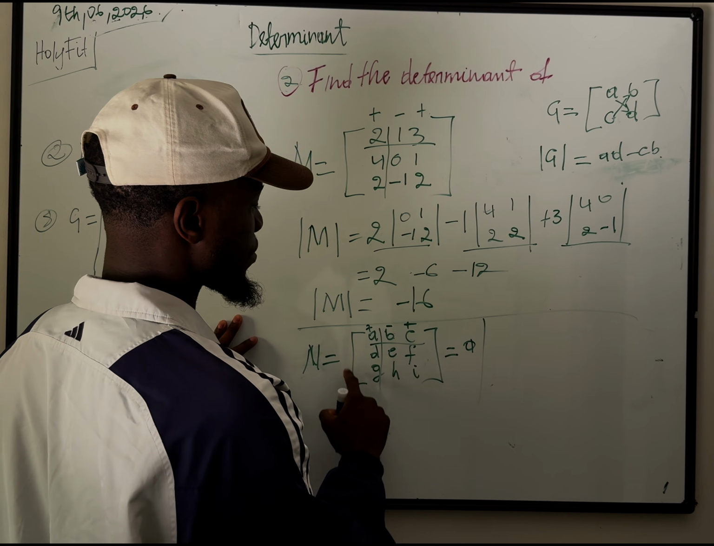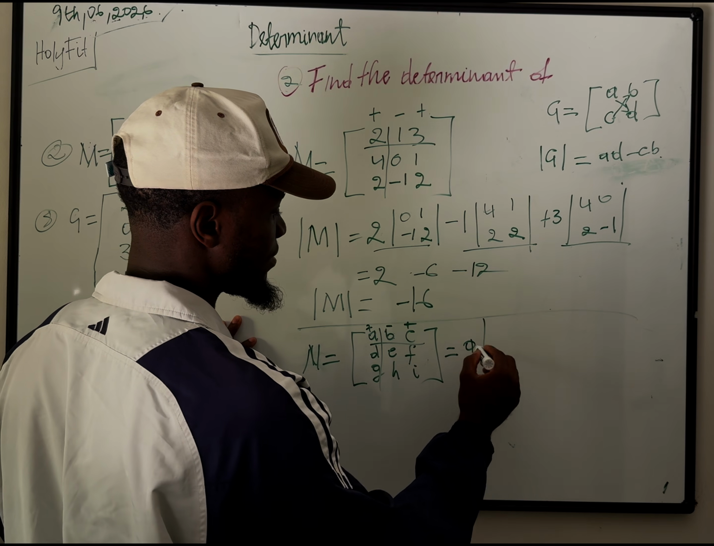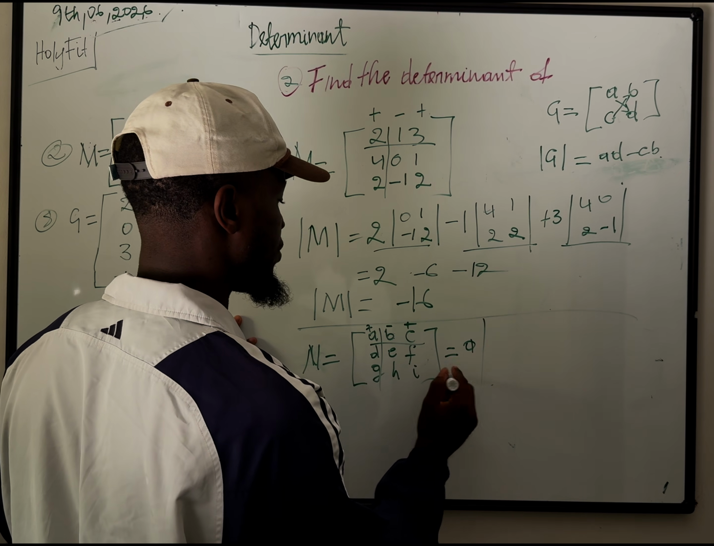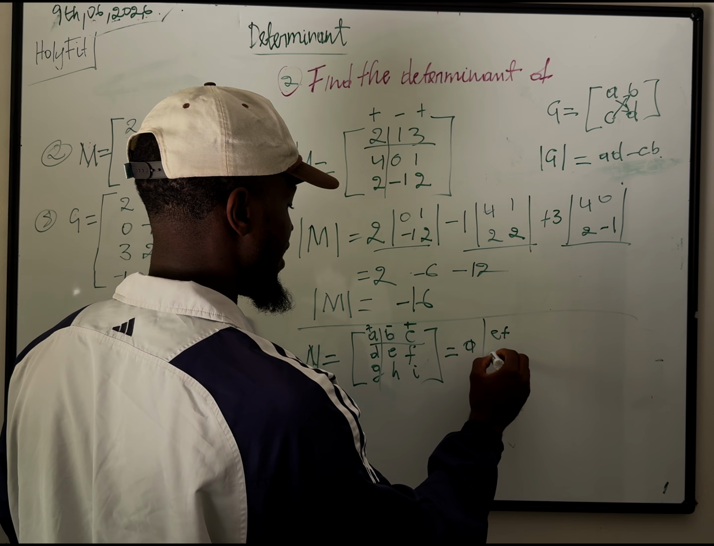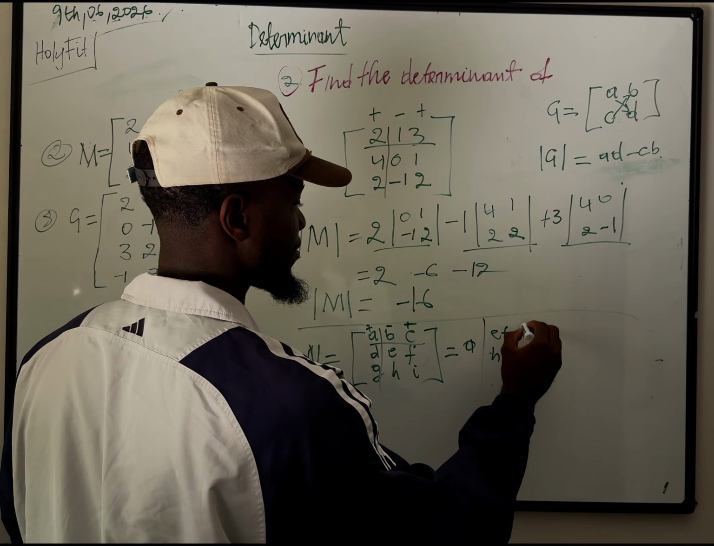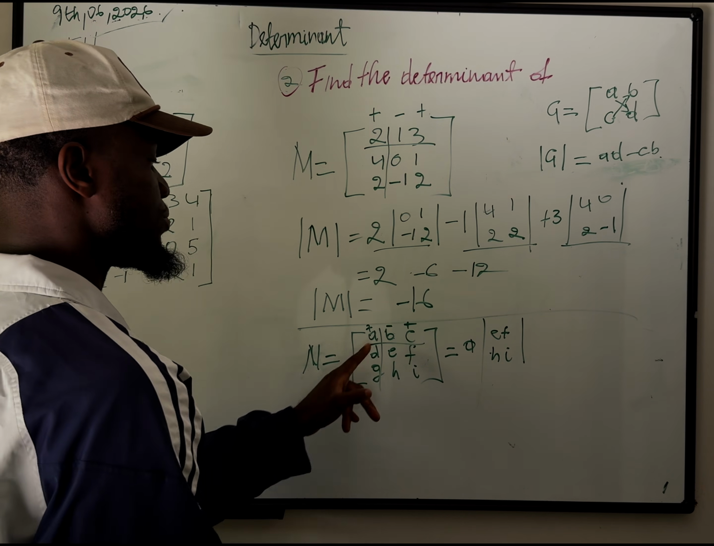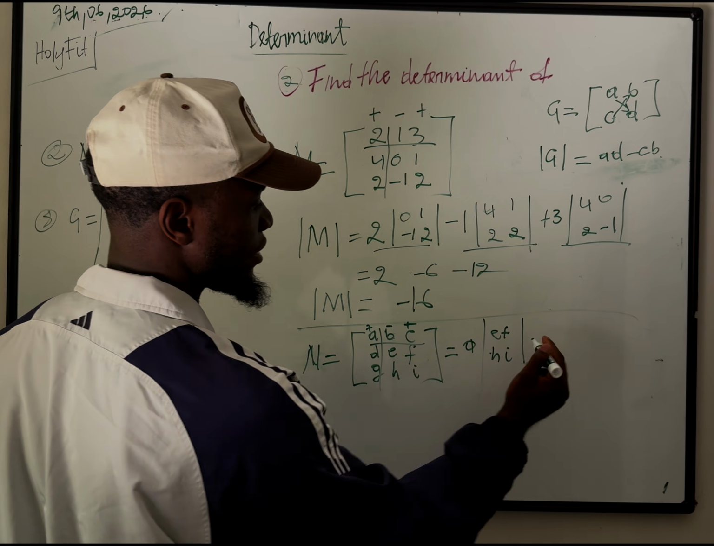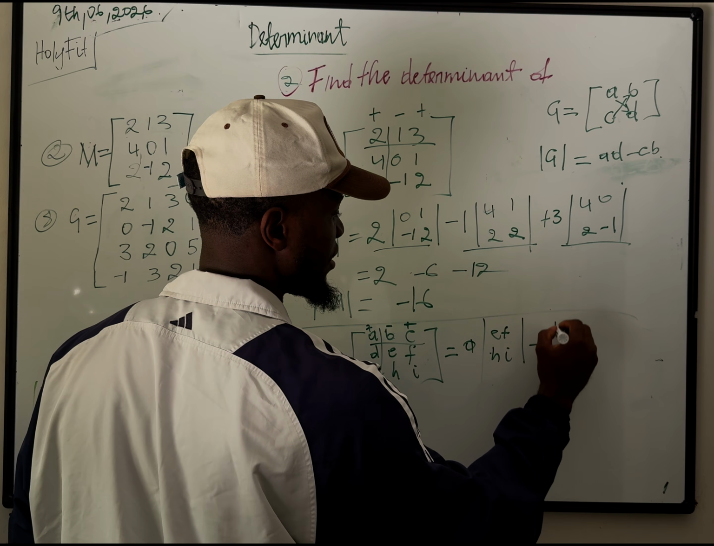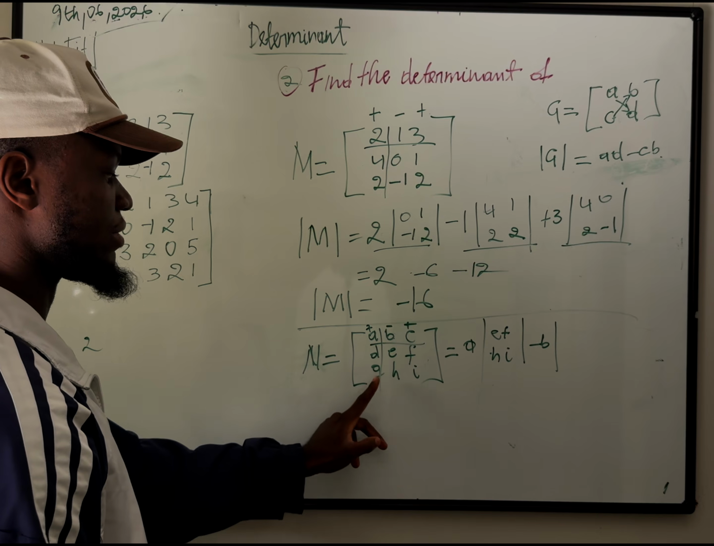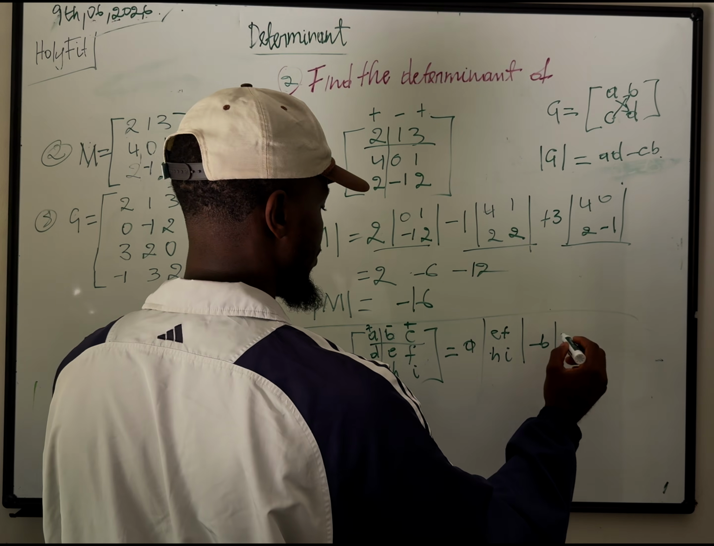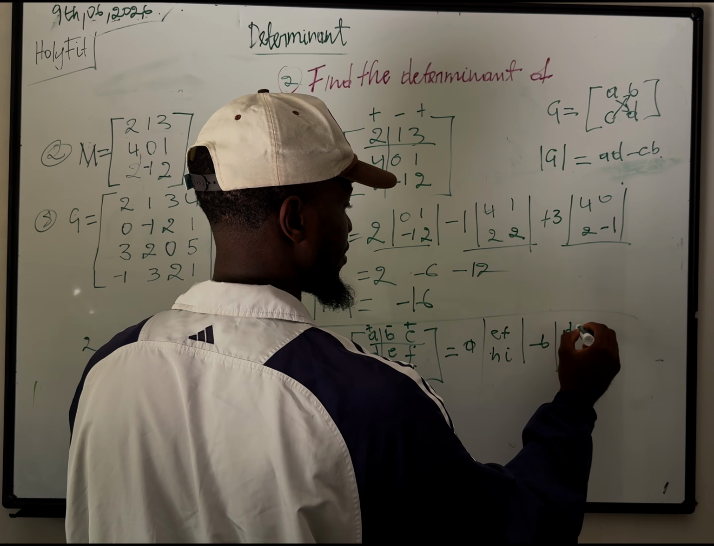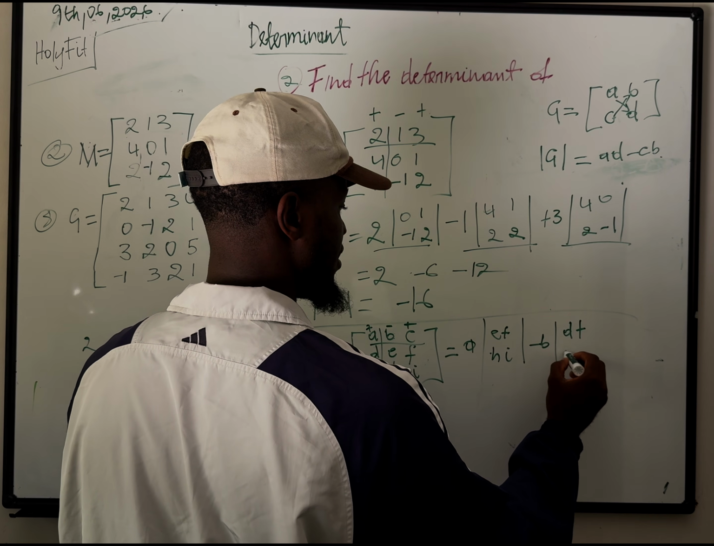We ignore the first row and the first column, and this is going to give us the determinant of E, F, and H, I. Now when we go to B, B is a negative, so we're going to have minus B, and we're going to have here the determinant. We're going to ignore this column and this row, so we're going to have D, F and G, I.